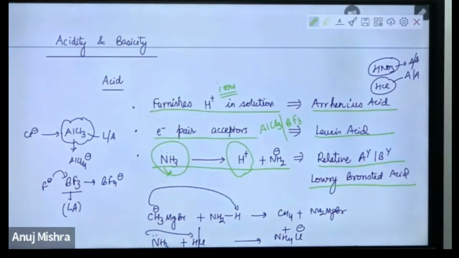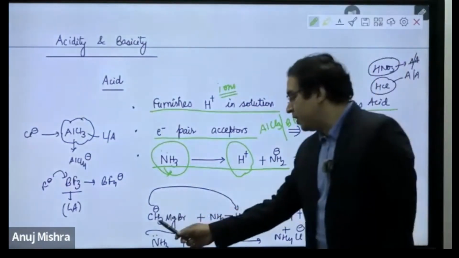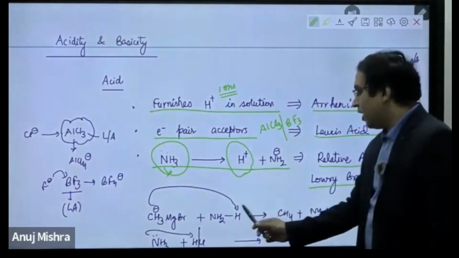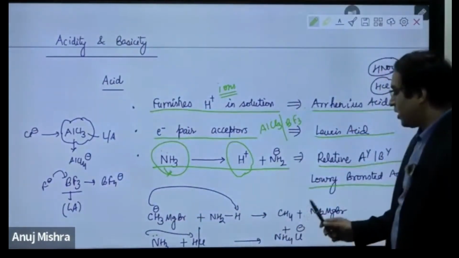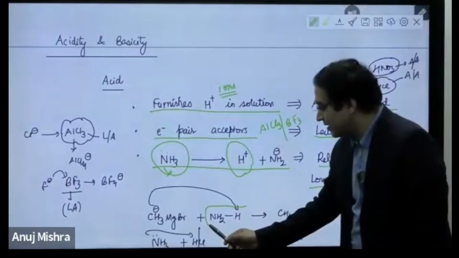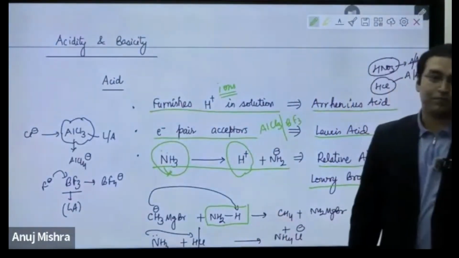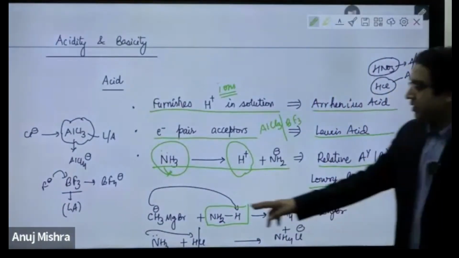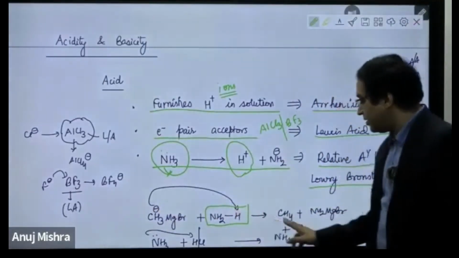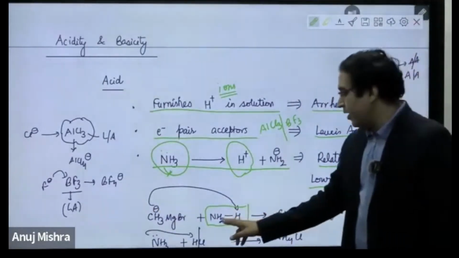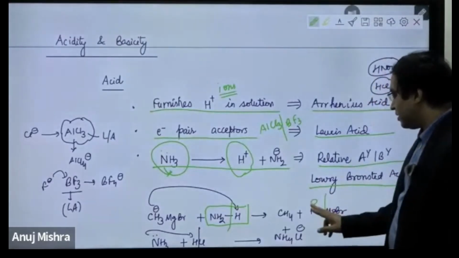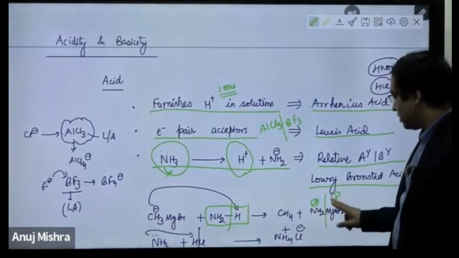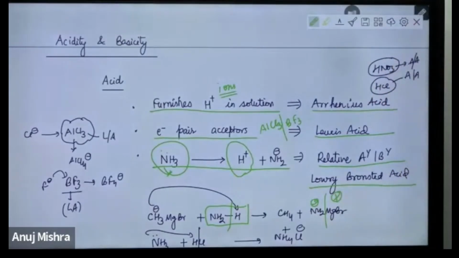If I give you this example, CH3MgBr with NH3, NH3 is losing its hydrogen, CH3 is becoming CH4. CH3 minus is capturing this hydrogen, becoming CH4. Ammonia is losing its hydrogen. So can I say ammonia is acting as an acid? Yes or no? For this particular case, note down.